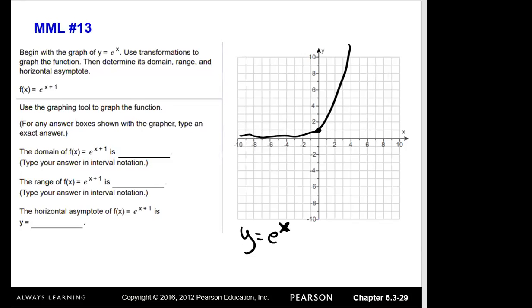And then what they do from that is they do a plus 1 onto the x. So when it's up in the exponent, that's going to shift it left or right. So the plus 1 is a horizontal shift to the left. Remember, it's always the opposite. So it's gonna go one over to here. I'm still gonna have this same asymptote, but my graph's just gonna curve up a little quicker like that. So the blue is my final graph.